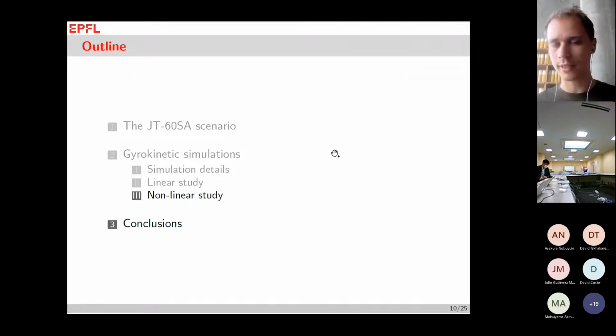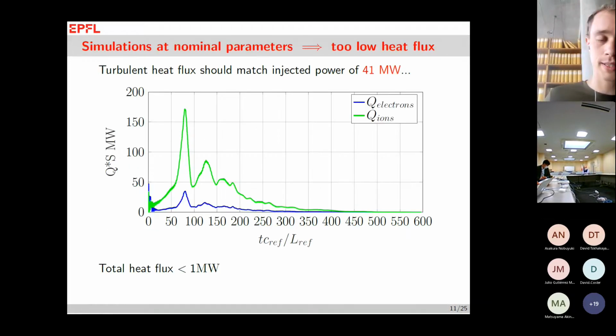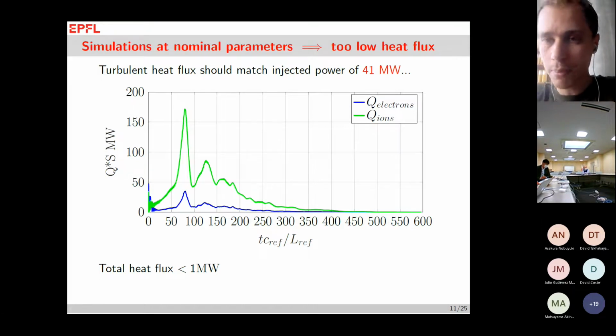Now, this was the linear study. We have sort of understood a bit what kind of effects we need to include, and now we move on to the nonlinear study. And the very first thing we do is that we take the nominal parameters that were predicted by the reduced transport models, and we compute the heat fluxes. And what we find is that the heat fluxes are in fact very, very small. So what we expect is to get a heat flux that is comparable to the injected power. So it should be 41 megawatts.